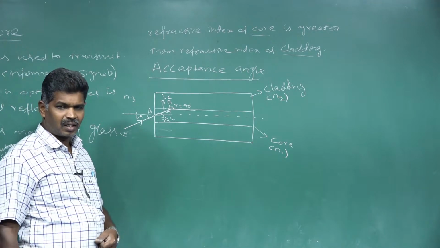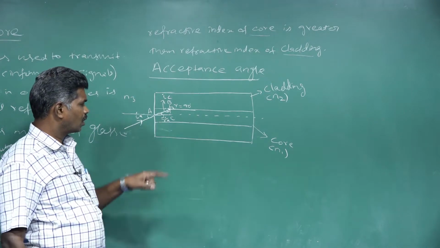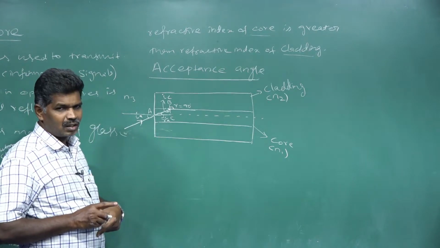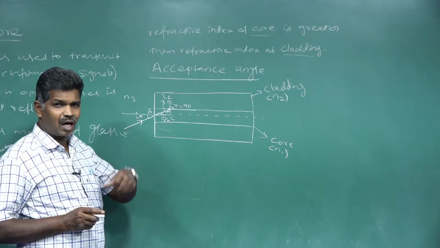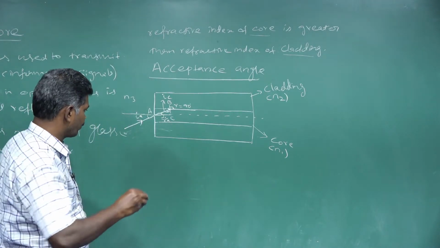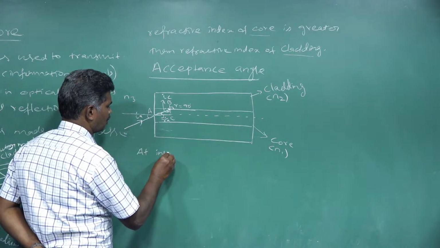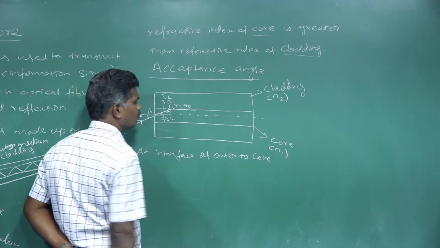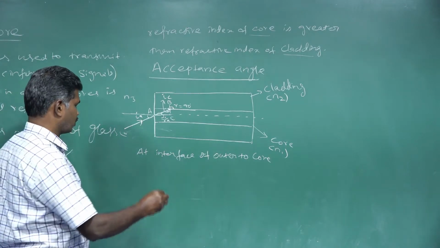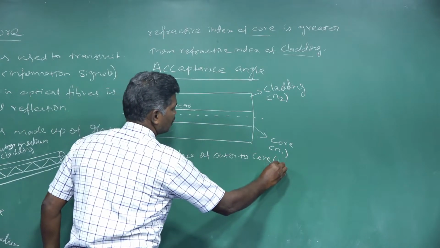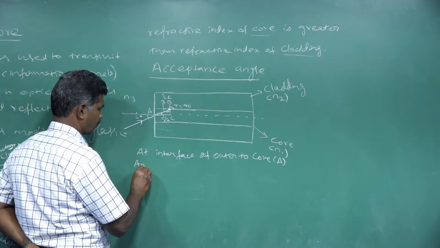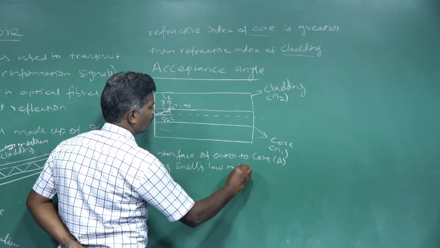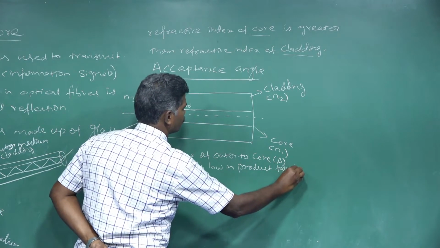Here we are going to apply Snell's law in product form, once at the outer-to-core interface and then at the core-to-cladding interface. First we apply it at point A, at the interface of outer medium to core, Snell's law in product form.